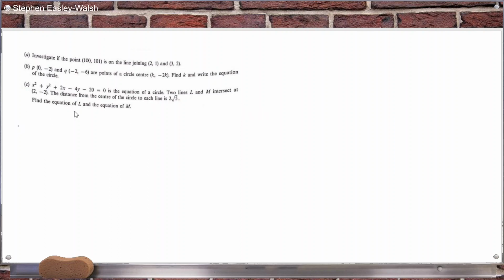Two lines L and M intersect at that point. The distance from the center of the circle to each line is that. Find the equation of L and M. Interesting. Let's complete the square here. That'll be (x plus 1) squared plus (y minus 2) squared. So that makes x squared plus 2x plus y squared minus 4y equals 25.